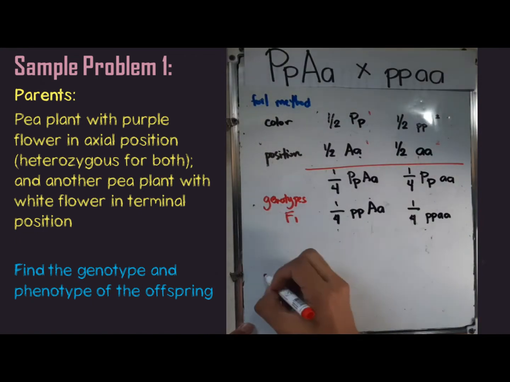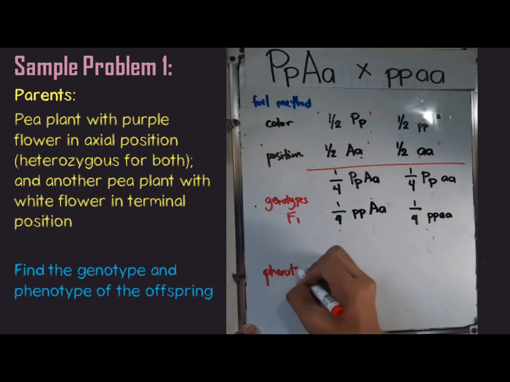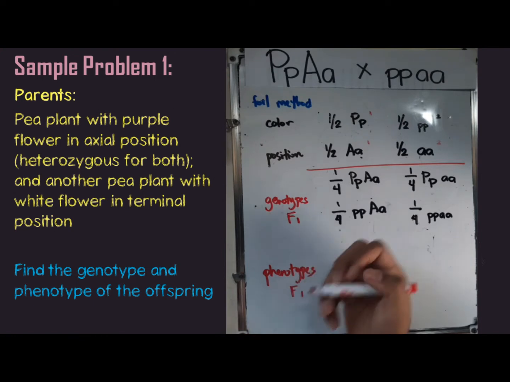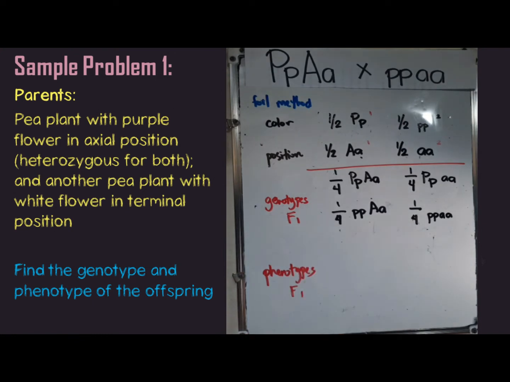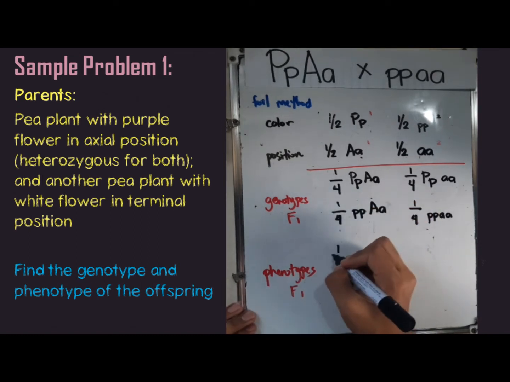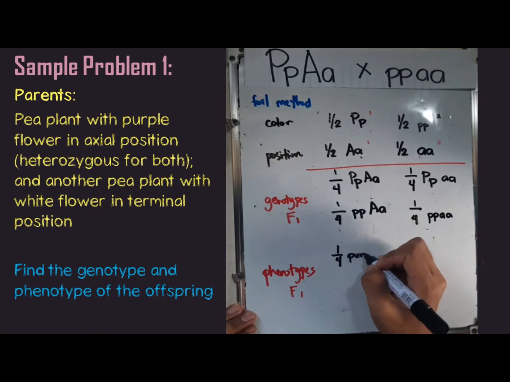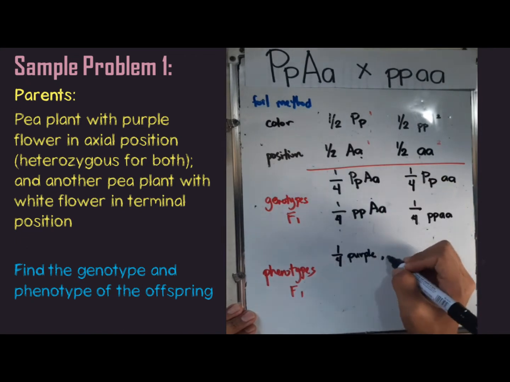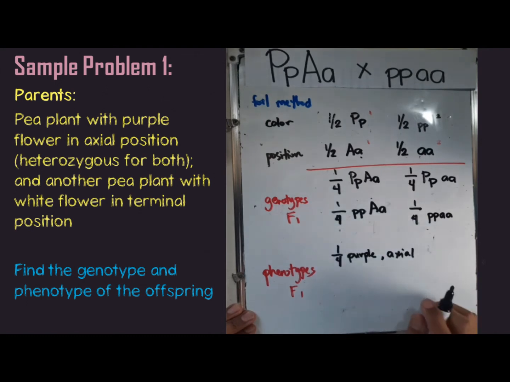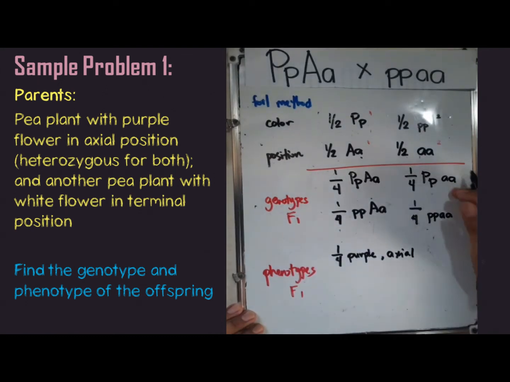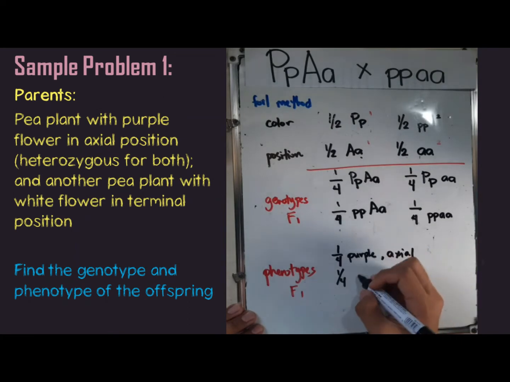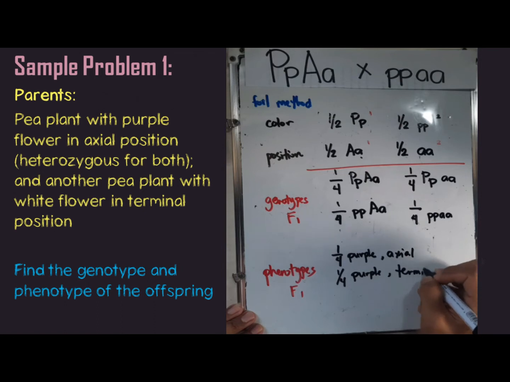Now, how about the phenotypes of the F1 generation? Now, for the phenotypes of the F1 generation, we are just going to consider the different phenotypes that is actually present in every single one of them. So, we are just going to write here 1/4 heterozygous dominant purple. So, it would be purple in axial possession. Then, for the second phenotype, it is also 1/4 purple but in terminal possession.